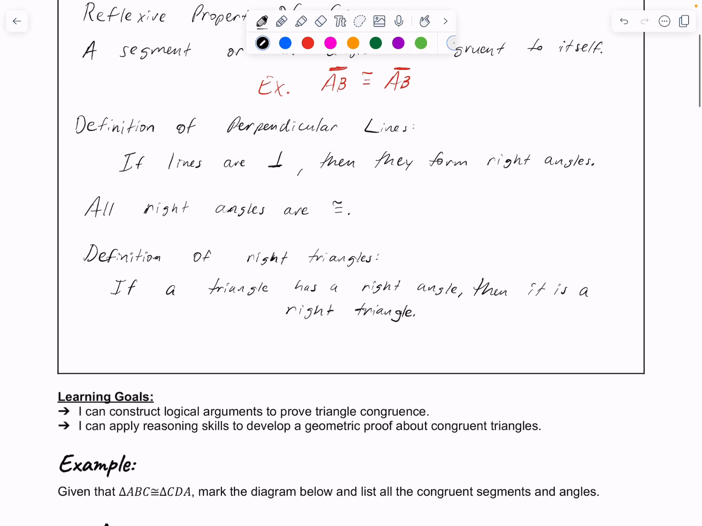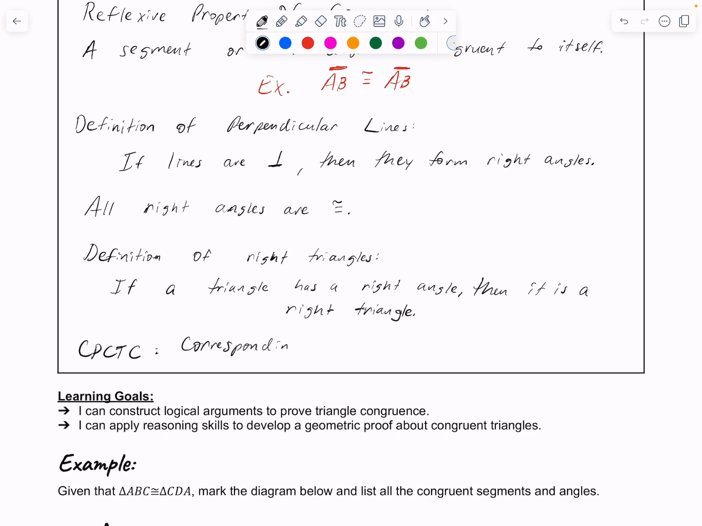Okay, and the last one, which is an acronym we're going to use a lot in these proofs, is CPCTC, which is corresponding parts of congruent triangles are congruent. All right, so when you see this acronym, that's what we're referring to.